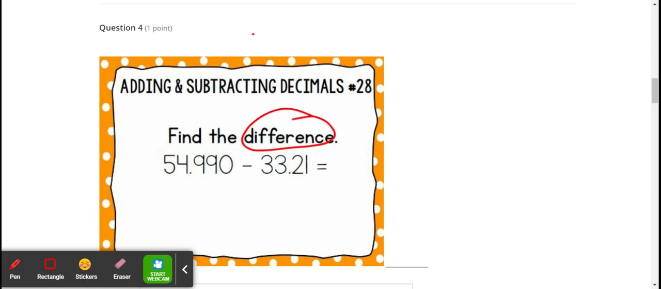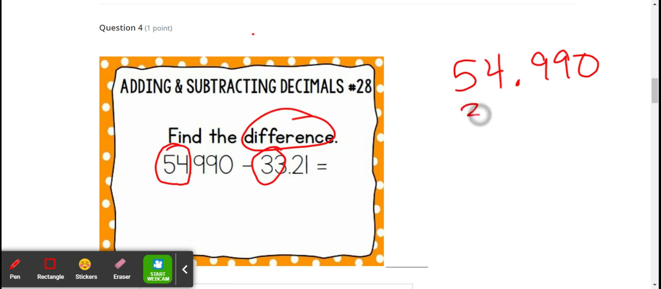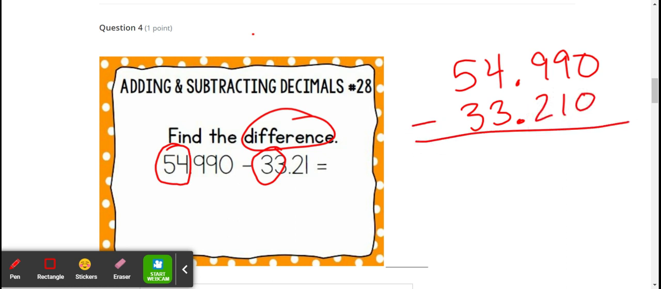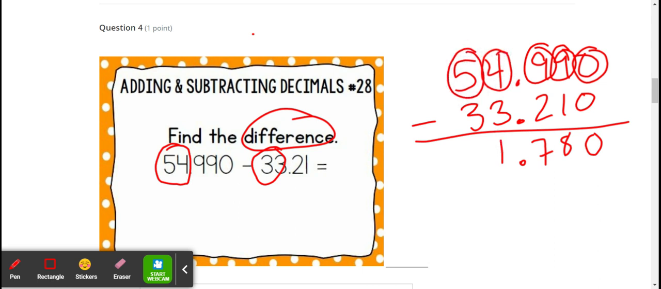Number 4, find the difference. We're going to subtract. The first number needs to go on top. 990. Second number, 33 and 21 hundredths. 33 is in the whole number spot. And then we have 21 hundredths. Let's find the difference. So we're going to subtract going through. 0 take away 0 is still 0. 9 minus 1 is 8. 9 minus 2 is 7. Bring your decimal down. 4 minus 3 is 1. 5 minus 3 is 2. Should be good to go for number 4.